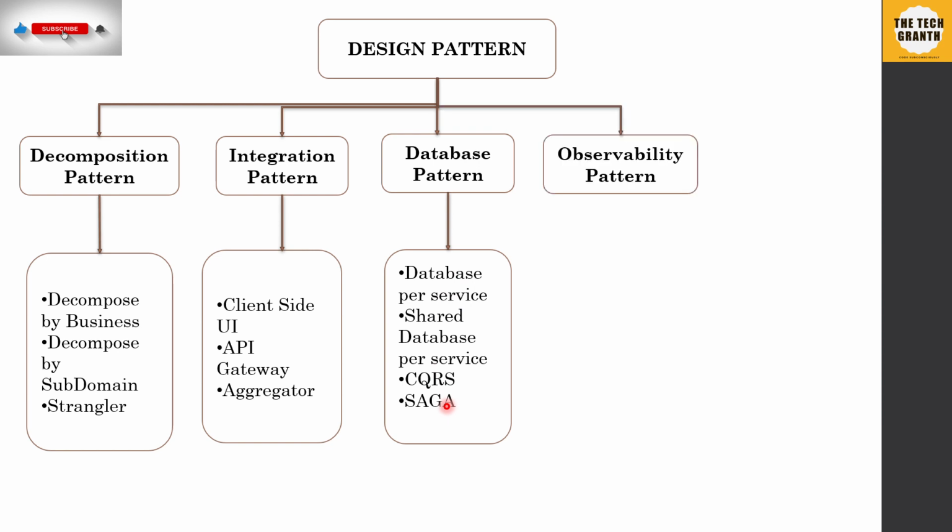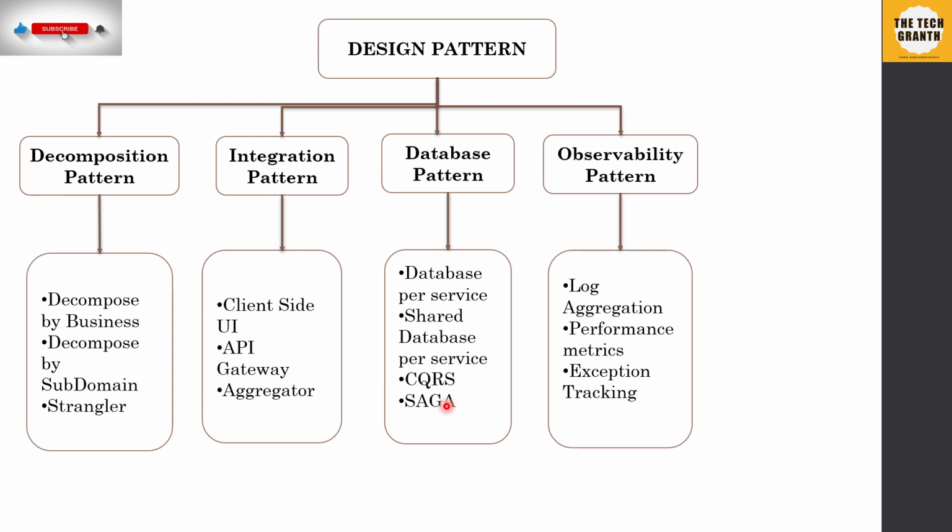Then we have the observability pattern, which deals with how your services are working. Basically it deals with the metrics, the logs, and all those things. The things we will deal with are log aggregation, performance metrics, and exception tracking. Out of these three, log aggregation and exception tracking were handled in my previous video on distributed logging. You can go back and check that video; the link is in the card at the top. We will talk about performance metrics in this particular video. We'll also go through log aggregation and exception tracking, but in brief. The detail is in that video, so you can check that out.